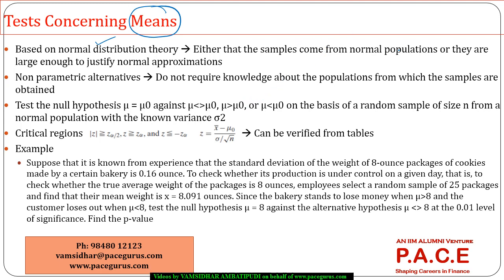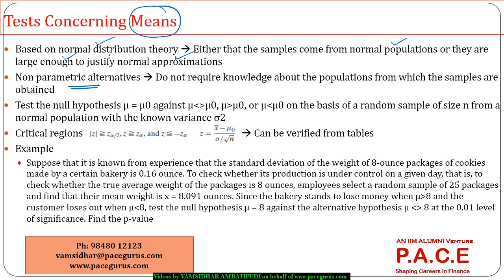Either the samples are coming from a normal population, or they are large enough to justify a normal approximation. Either of them has to be met. The sample is either coming from a normal population or it is large enough that a normal approximation can very well be justified. But if these two are not met, then I have non-parametric alternatives as well. But of course, the non-parametric alternatives we are not taking up here.